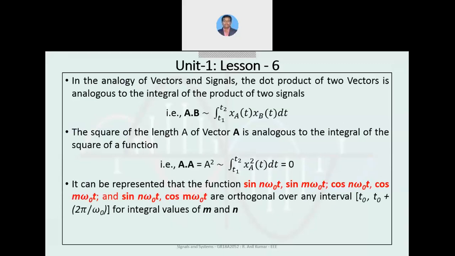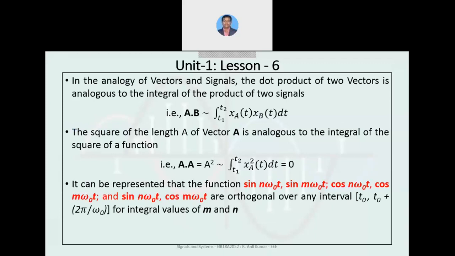If I relate the two signals with a and b, the representation of vectors with respect to signals, as we already discussed, is x1, x2 as v1, v2. Similarly here xa as a, xb as b, and xa square as a dot a. So as a vector representation, if I express it individually with the dot relation, a dot a will be equal to 0. Similarly, integral t1 to t2 xa square dt will also be equal to 0.